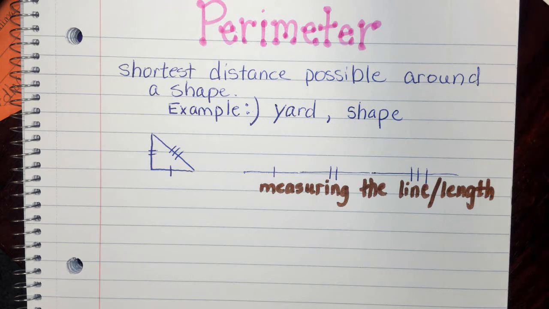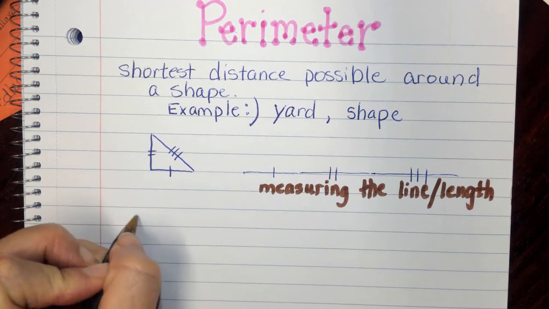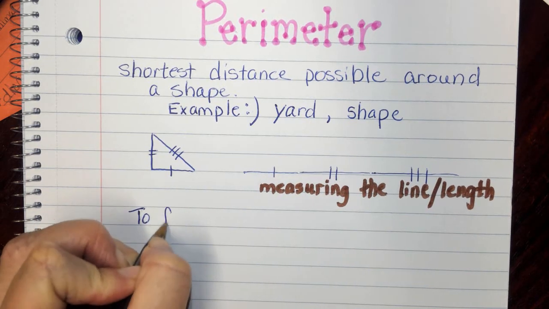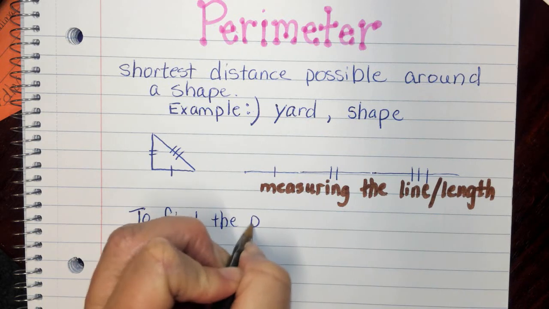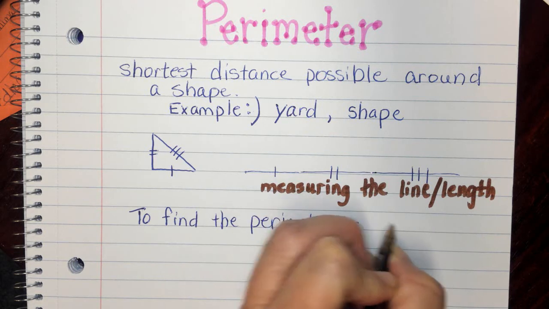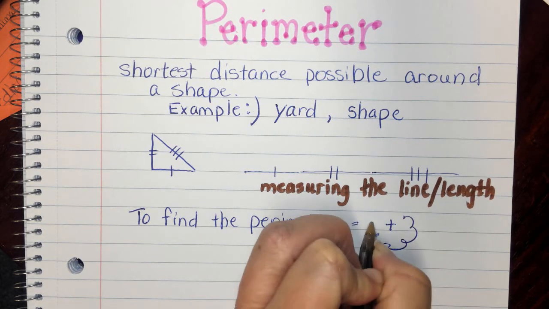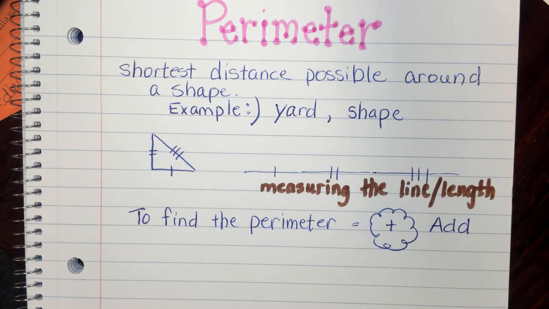Why do you think we're going to talk about perimeter today? What actions have we been talking about the last couple of days, Travis? Adding and subtracting. We've been talking about adding and subtracting. And so to find the perimeter, we're going to add. You're just going to add up the sides. You're going to have that opportunity today.